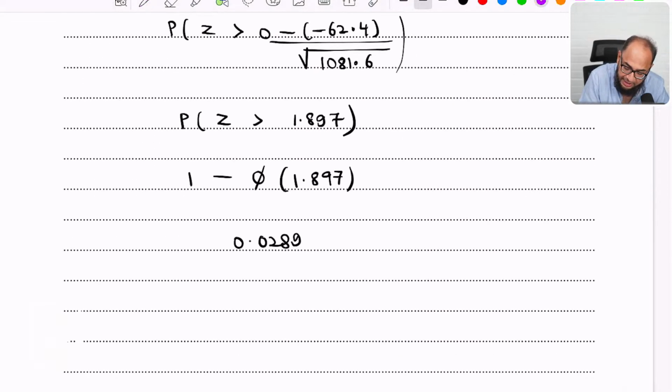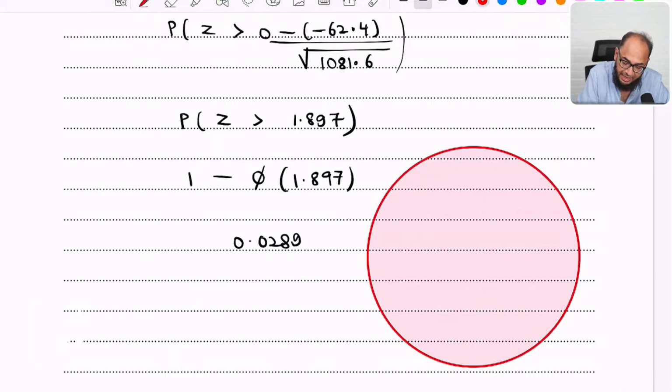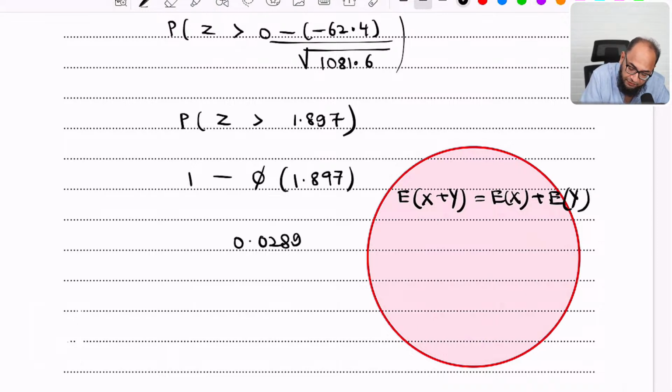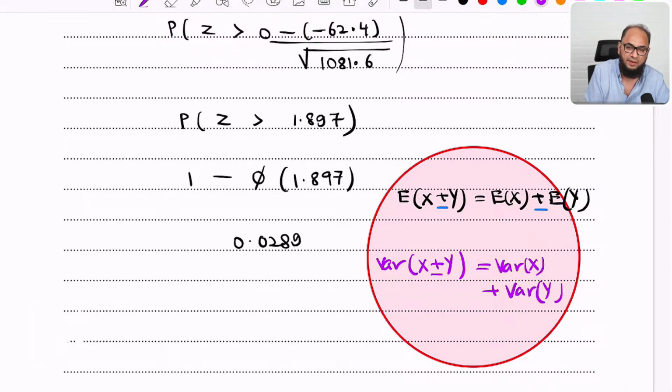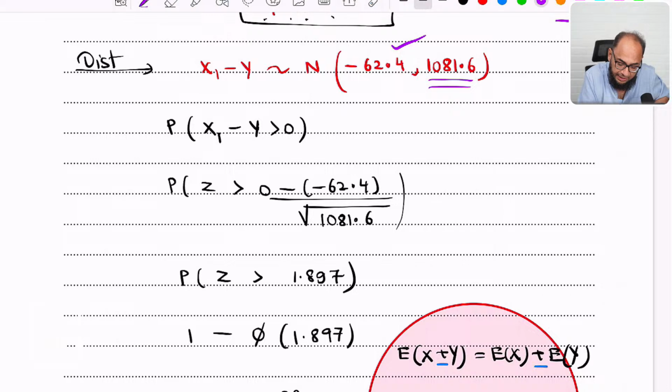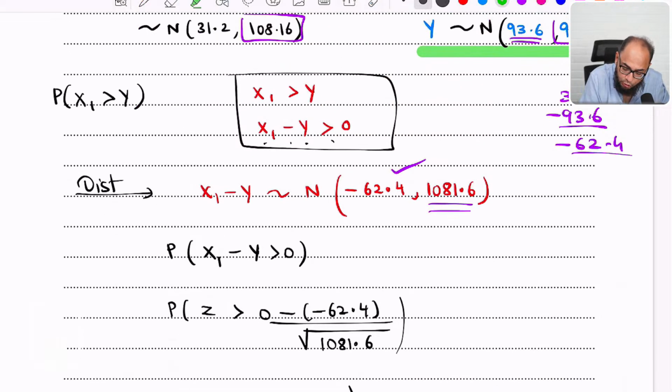Again, let me write over here so that your memory can be refreshed. That is expectation of x plus y, that is expectation of x plus expectation of y. Expectation of x minus y, that is expectation of x minus expectation of y. Similarly, variance of x plus y or x minus y, that is variance of x plus variance of y. Variance is always added. Now, keeping all this in mind, now we are solving this: probability x1 is greater than y, probability x1 minus y is greater than 0.